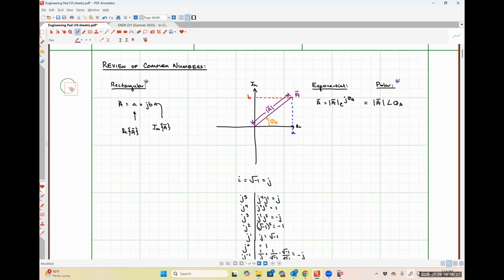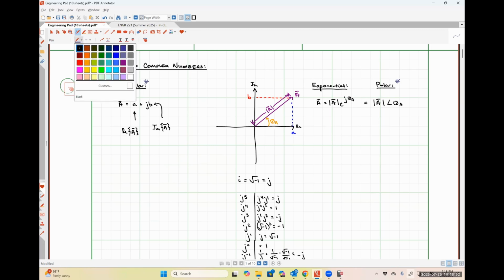Okay. So before we move on to discuss how we convert between these two forms and things like that, does anybody have any questions? All right, so let's talk about how to convert from rectangular form into polar or exponential form, okay?